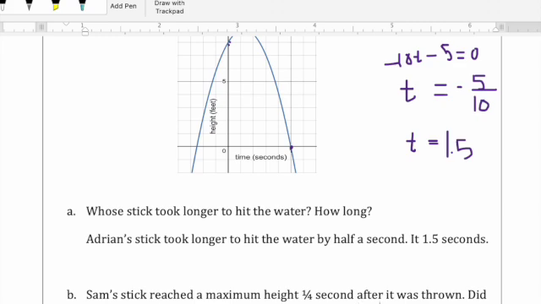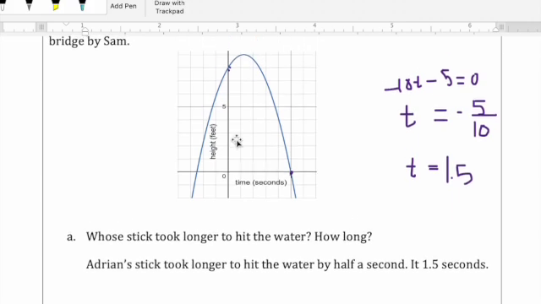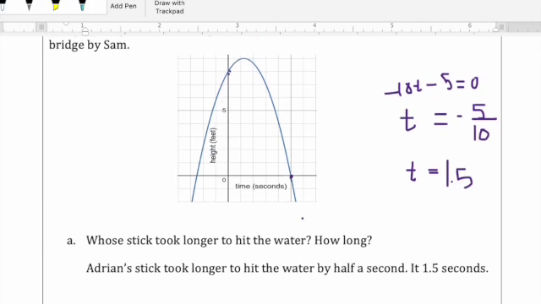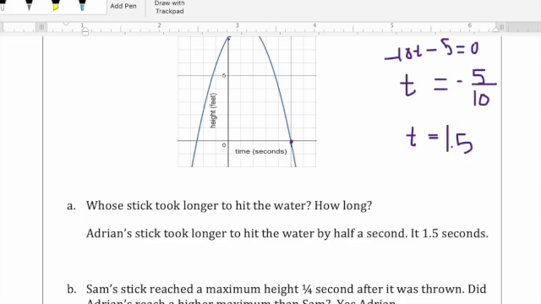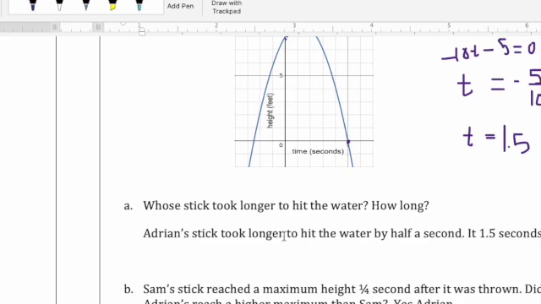Adrian's. How did I find this? I counted it. Each grid is one space, right? From 0 to 5 was 5 spaces. So 1, 2, 3, 4, 5, 6, 7, 8, 9, right? Your max is right here. So Adrian's is higher. Higher, right? Reached a higher max height.